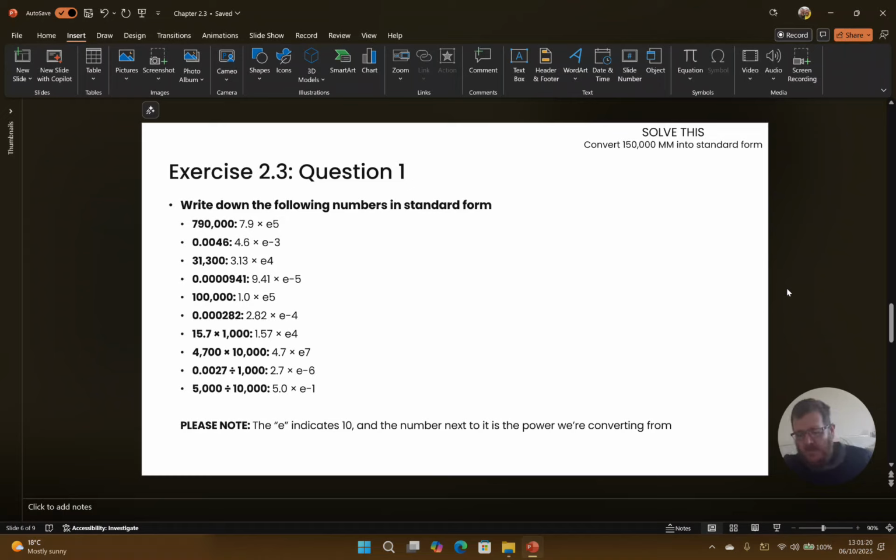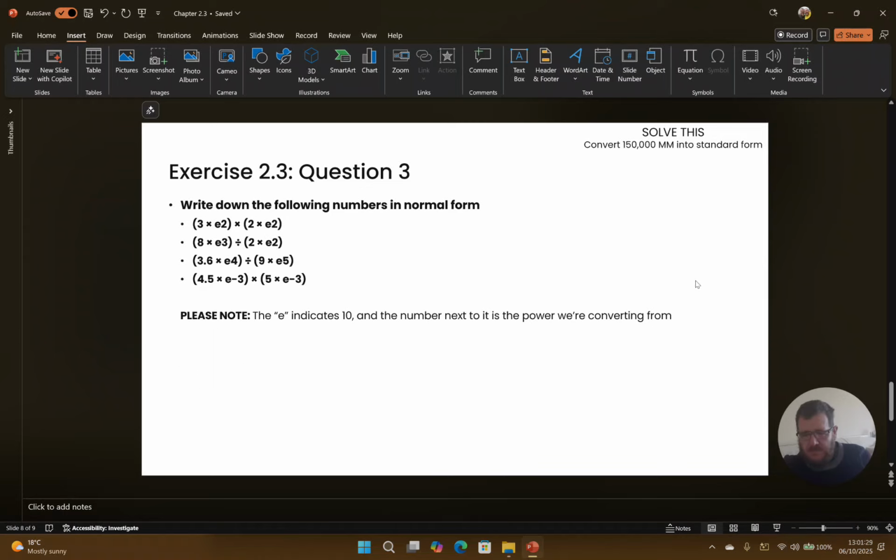Because it's how many times the decimal point has been moved. Just why I was out by a few. I was out on a few of them.